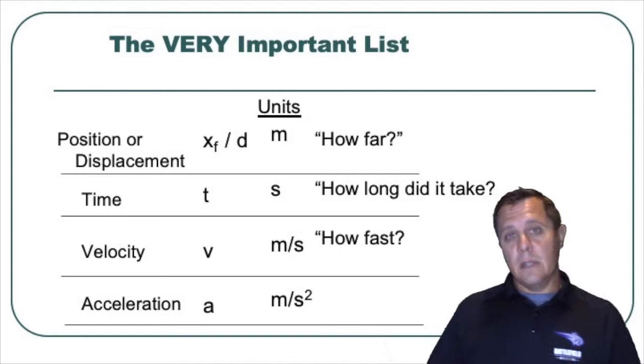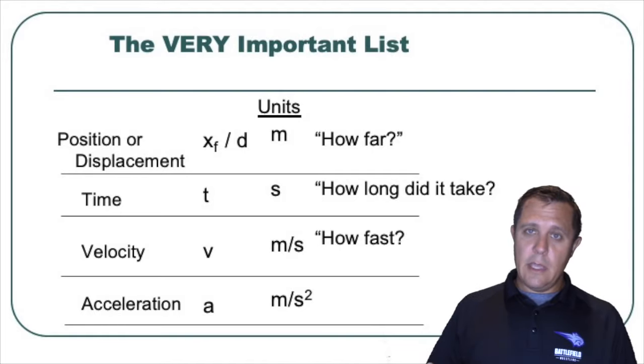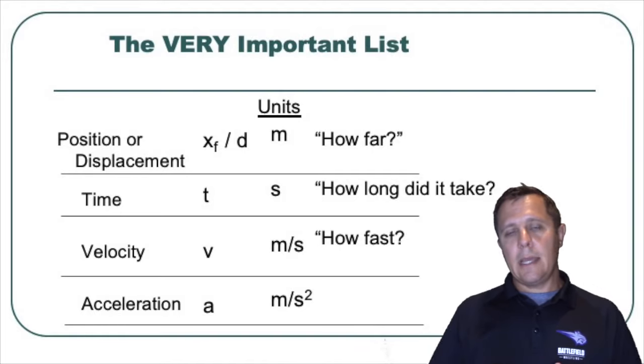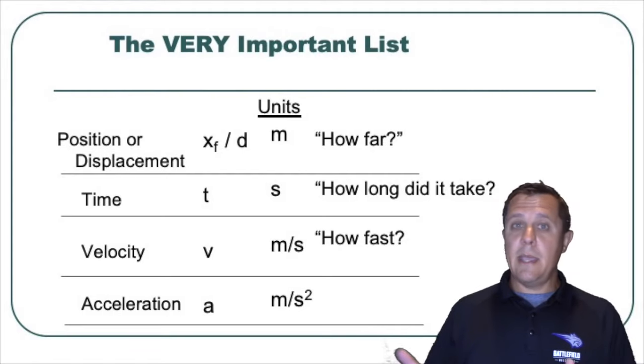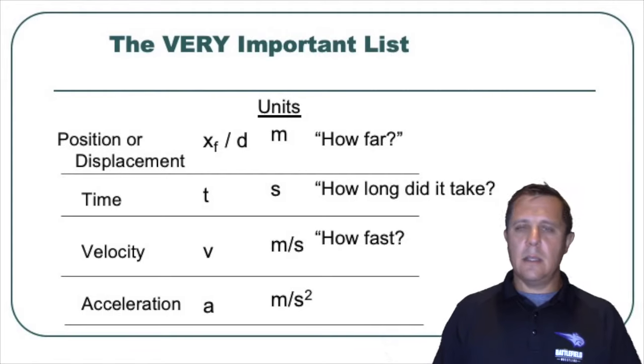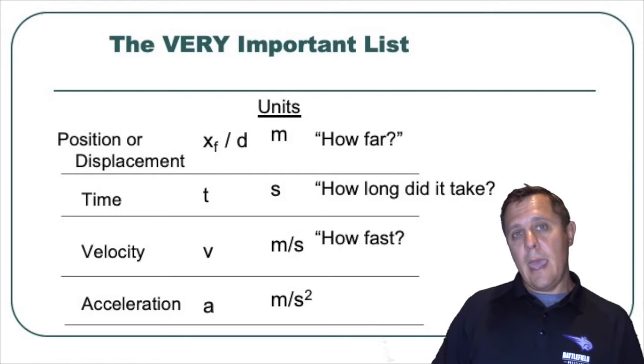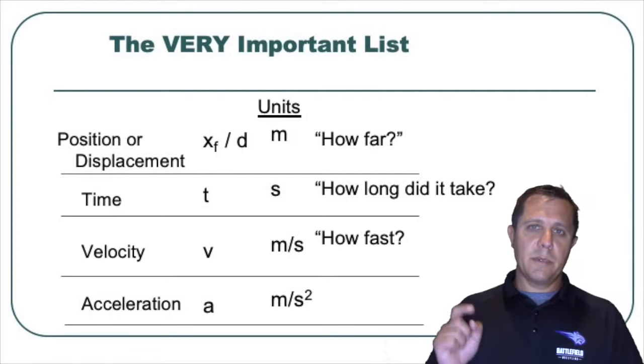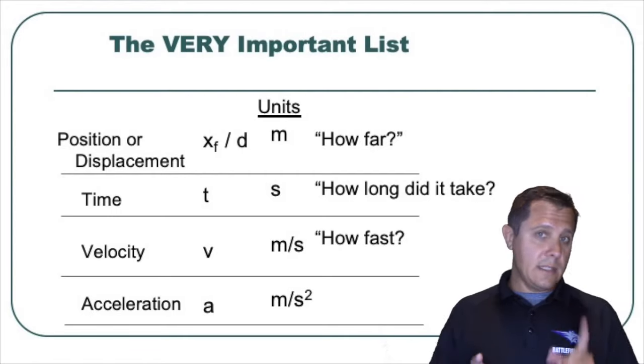All right. Velocity, we're going to use the letter V, and that's going to be meters per second. And that could also be how fast. It could be what is the velocity, but it could be how fast. And then finally, acceleration, we use the letter A, and that's going to be meters per second squared. And notice that's different from meters per second. Acceleration and velocity look like the same units, but they're different.